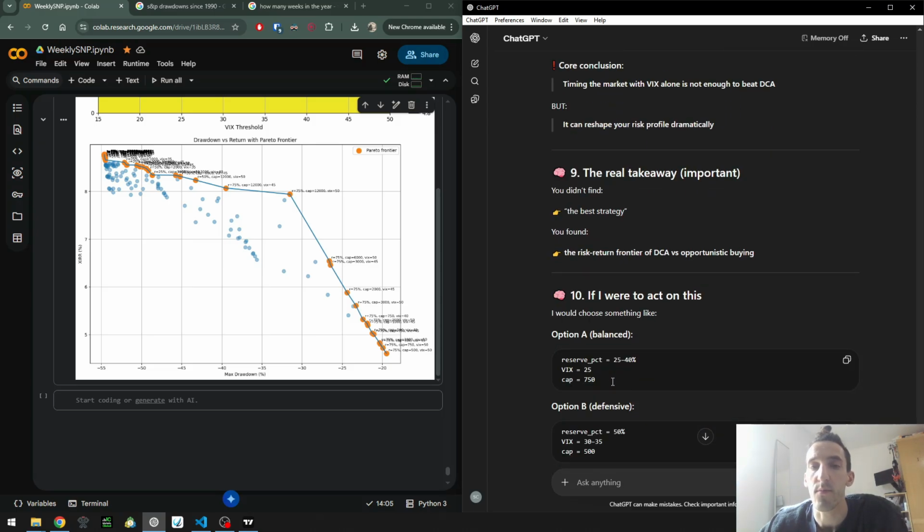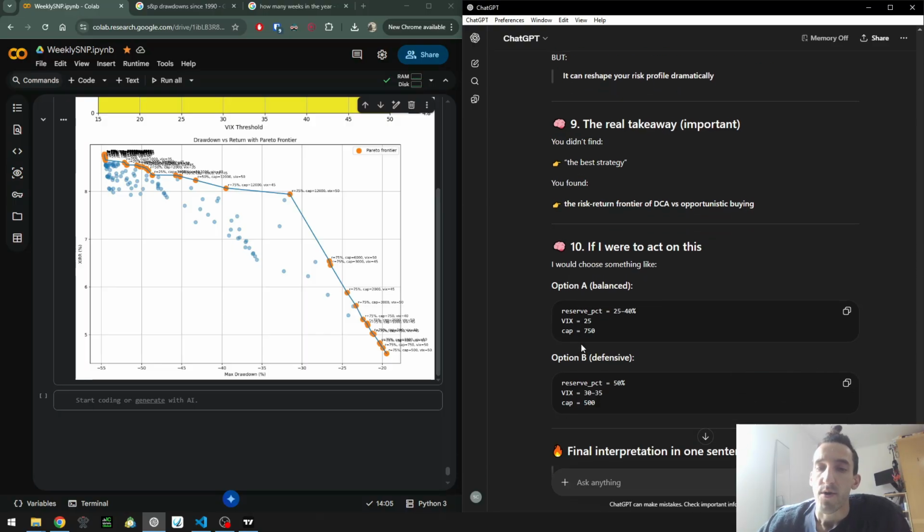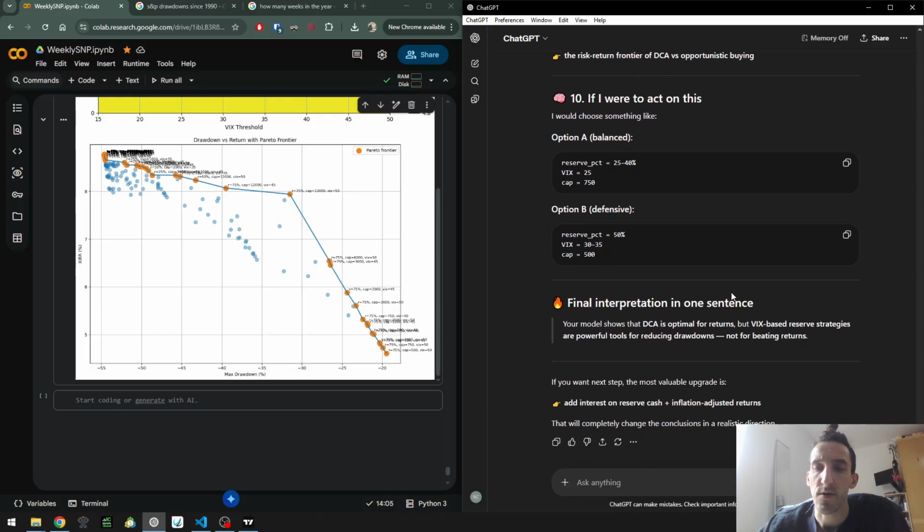The real takeaway, important: you didn't find the best strategy, you found the risk return frontier of DCA versus opportunistic buying. If you were to act on this, you would choose something like option A, option B. Final interpretation, one sentence: your model shows that DCA is optimal for returns, but VIX-based reserve strategies are powerful tools for reducing drawdowns, not for beating returns.